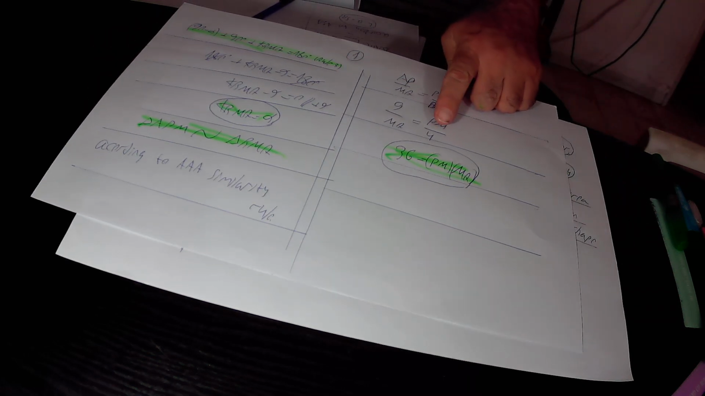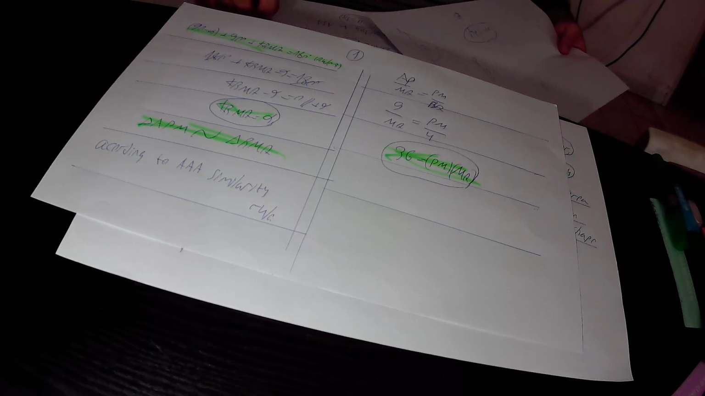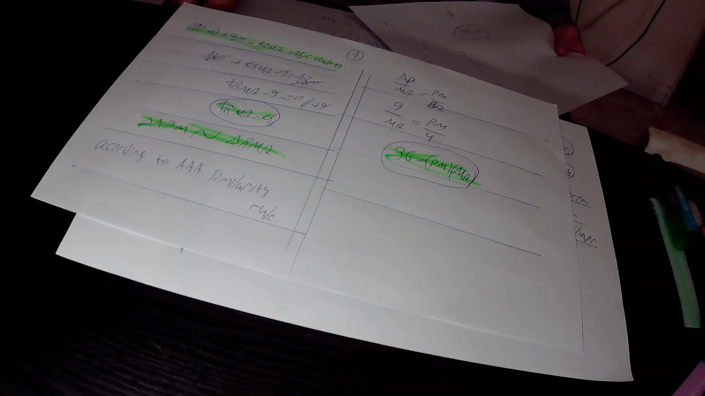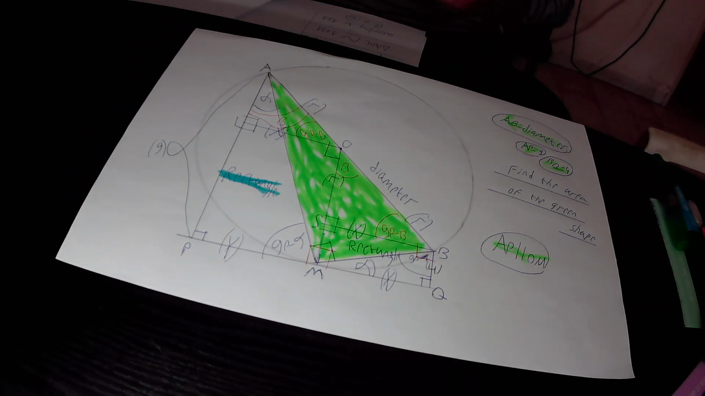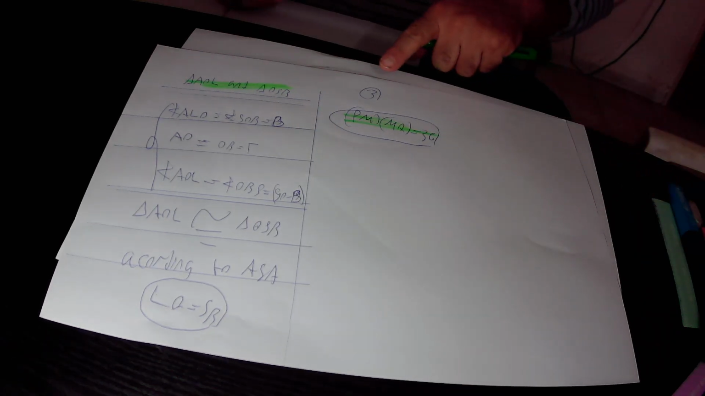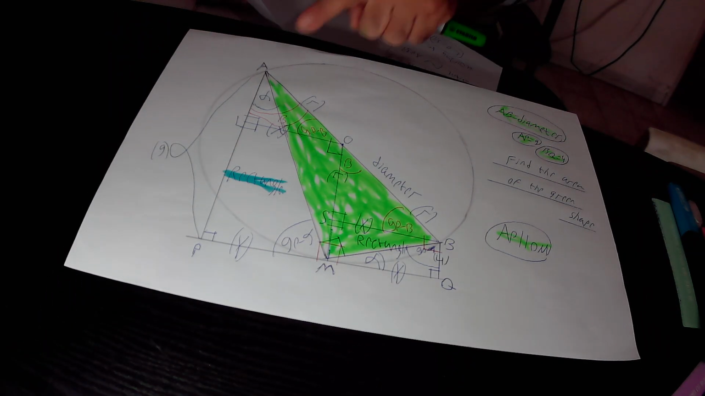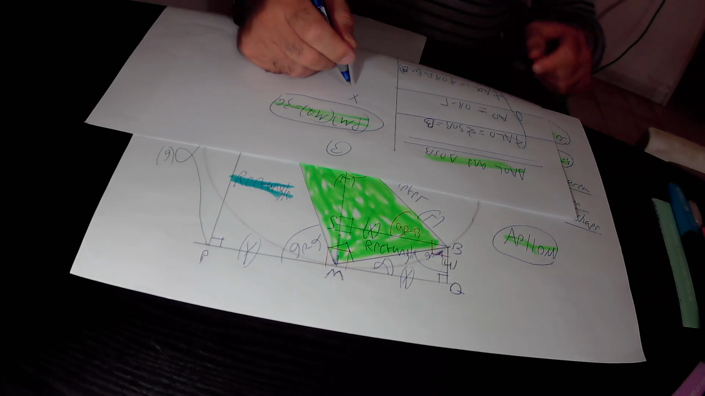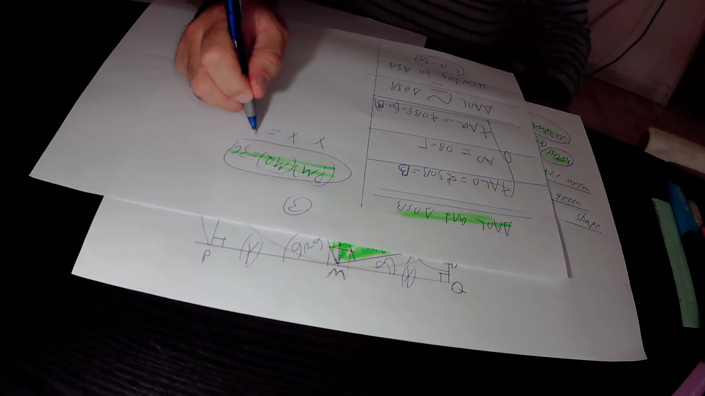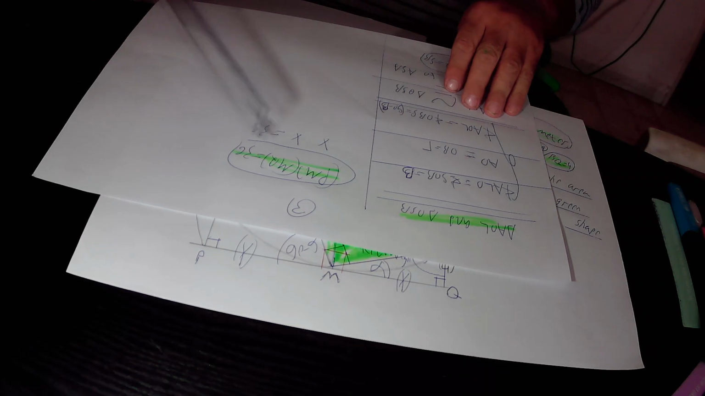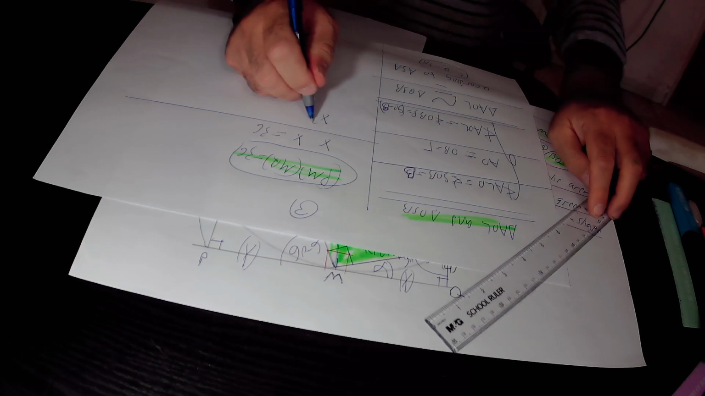We already found out that PM times MQ equals 36. PM is x, MQ is also x. So PM times MQ is x times x, that is 36. X times x is x squared. So x squared equals 36.